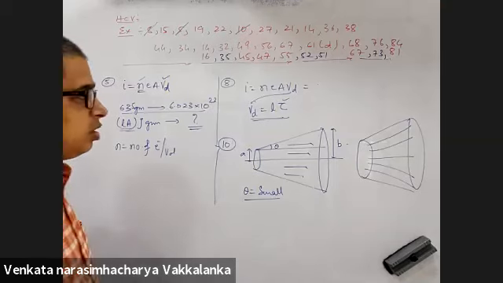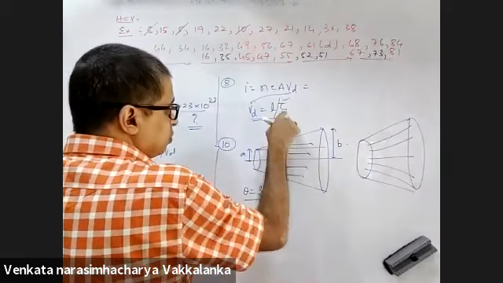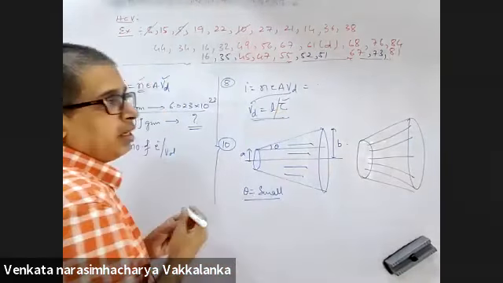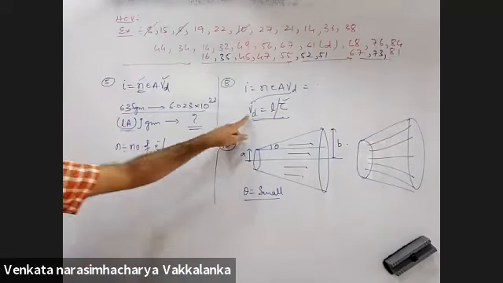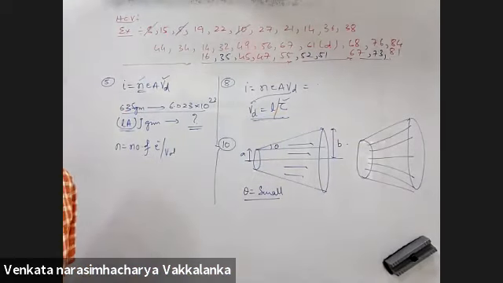See how silly a mistake. Velocity is displacement by time, not displacement into time. Make that rectification. Velocity is L by tau, not L into tau. My bad.